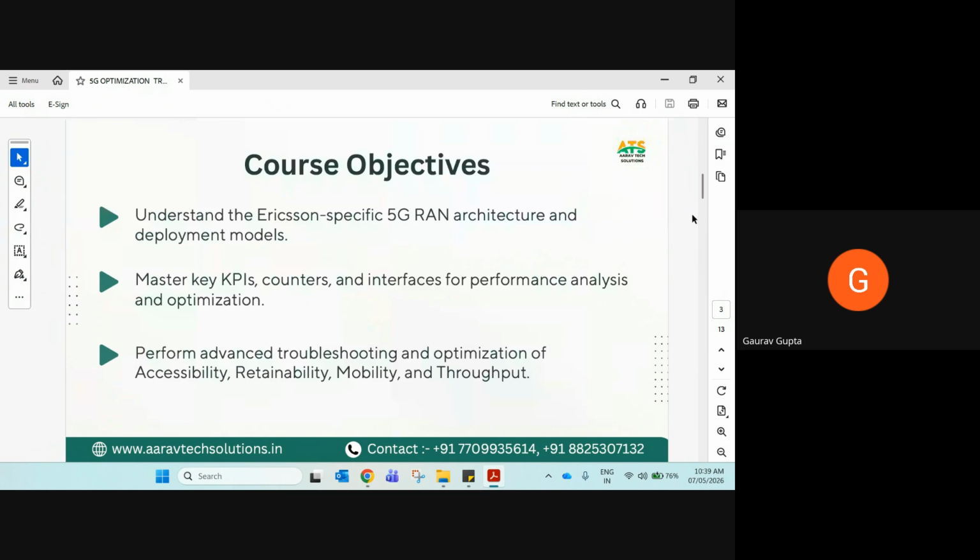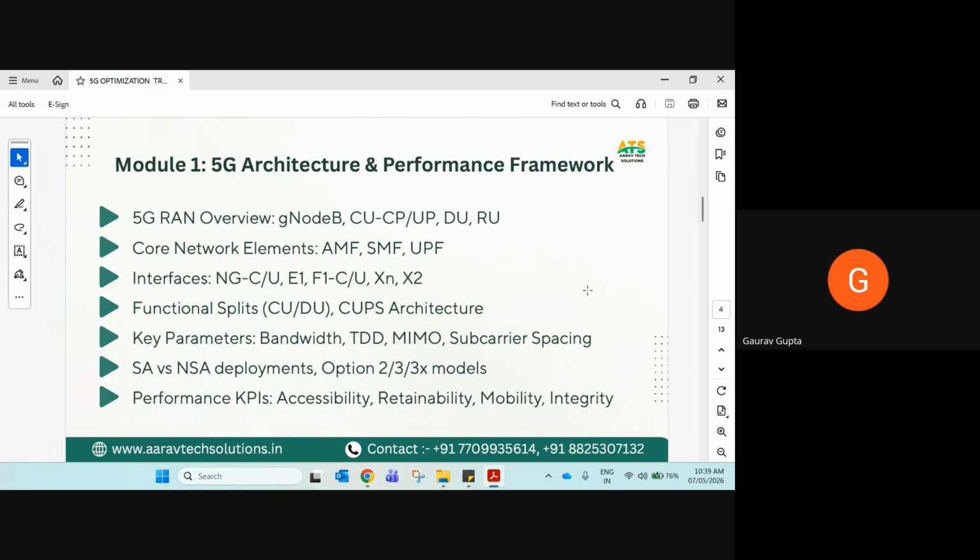So we will start with our module 1. We will not go directly to the KPI part. The technical training module doesn't mean that we will exactly jump on the KPI part at the start itself. No, we will go from scratch. The approach will be from simple to complex. So, following that simple to complex approach, we will start with our architecture part, 5G architecture and performance framework part.